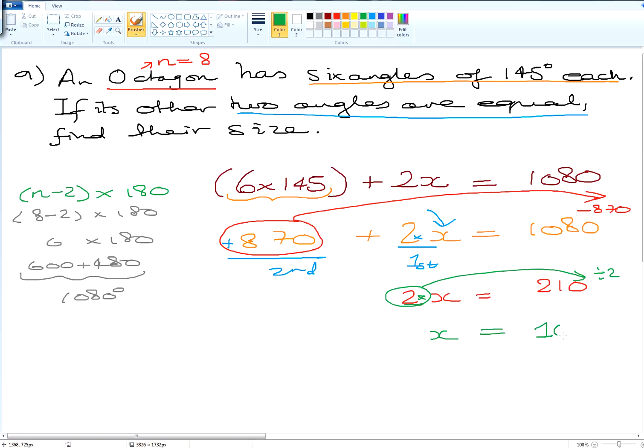That'll give you an answer of 105. Okay. So each of the remaining angles is equal to 105 each.